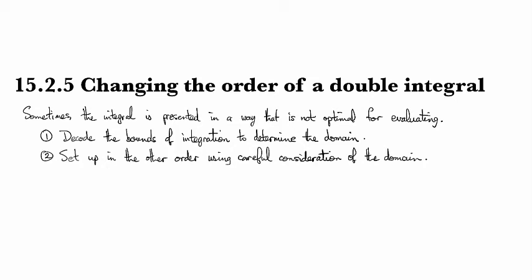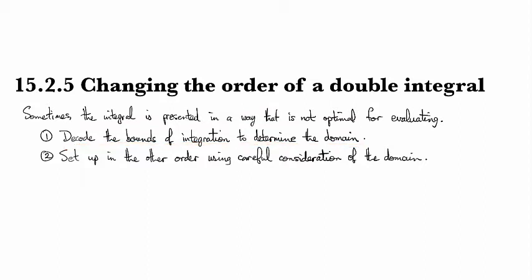So sometimes you're explicitly asked to change the order of integration for an integral, but usually in practice what happens is the integral is presented in a way, or you come across it in the field in a way, that's just not optimal for evaluating. So in this kind of situation, you want to decode the bounds of integration to determine the domain.